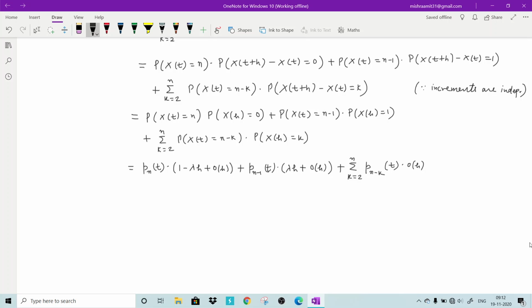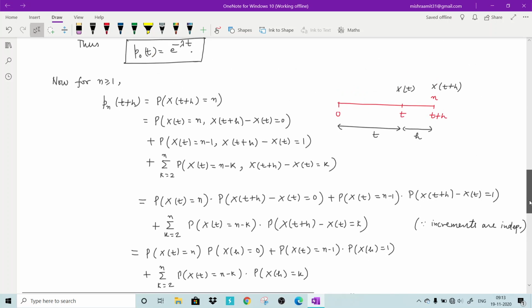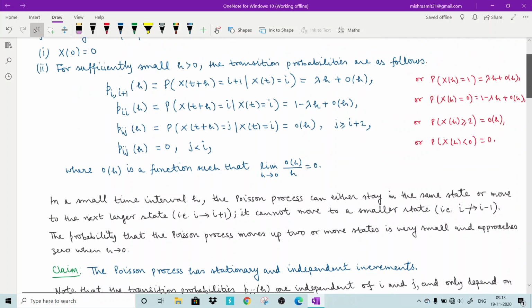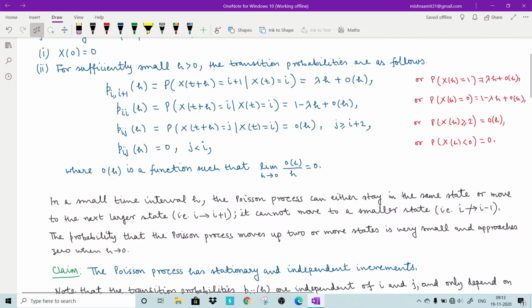So remember, I am using these three things here, which are written in red. I am using these equations: the probability Xh is equal to 1 is lambda h plus o(h), the probability Xh is equal to 0 is 1 minus lambda h plus little o(h), and the probability Xh greater than or equal to 2 is little o(h). So I am using that.